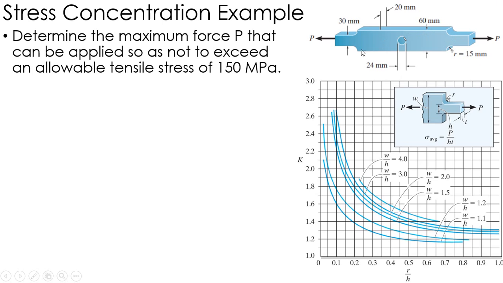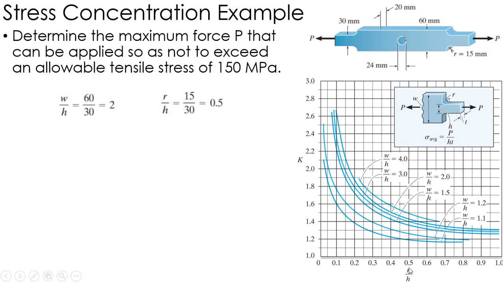Okay, so again, let's just start. So W over H, I'm looking for which curve I'm going to look at, okay? So W is the thicker one, which is 60. H is 30, so I get a W over H of 2, which means I'm going to follow this line right here, okay?